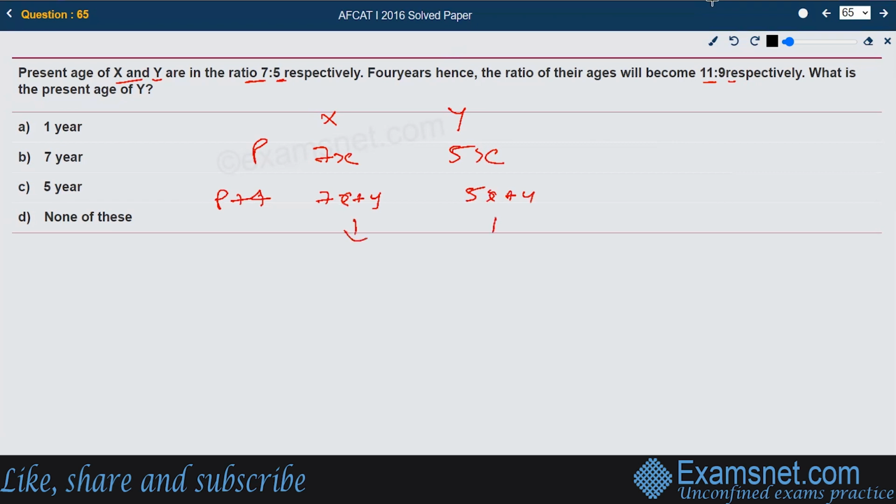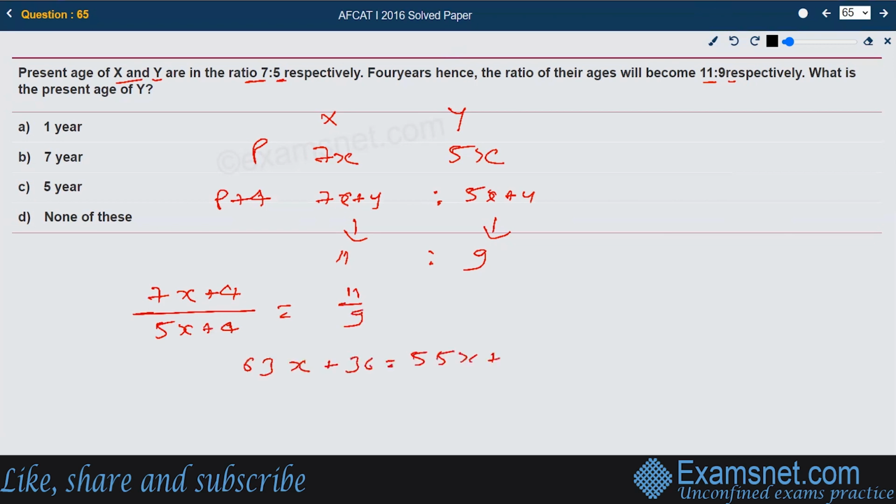He says this time around the ratio between them is 11:9. So we can say 7x plus 4 is to 5x plus 4 as 11:9. We can solve this using our ratio technique. You need to cross multiply. This gives us 55x plus 44. If we solve this equation, it gives us 8x equal to 8, so the x value comes out to be 1.